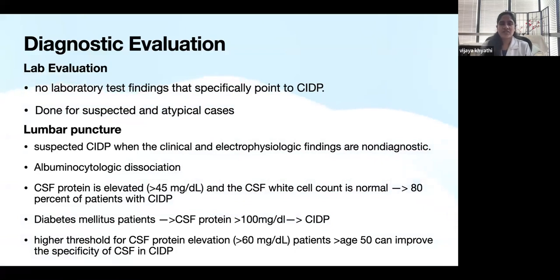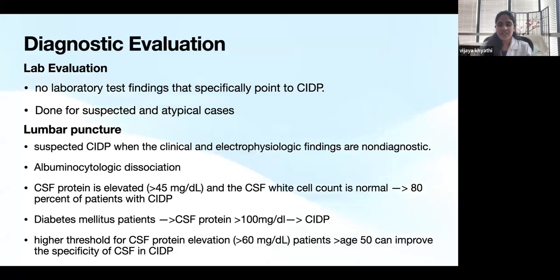Lumbar puncture: the most characteristic finding is albuminocytological dissociation. If the CSF protein is increased to more than 45 and the CSF white count is normal, then it is one of the criteria where the person is positive for CIDP.